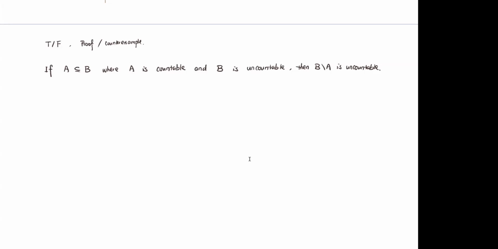How about using contradiction? I don't think you need contradiction though. We have to somehow say there is no bijection between N and B minus A. Actually, Nicholas is right. I think you need contradiction for this one. So you suppose B minus A is countable.